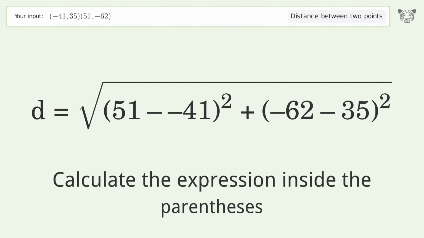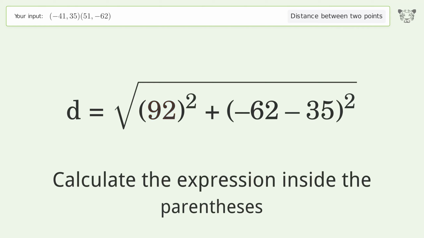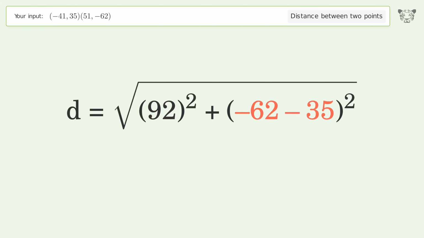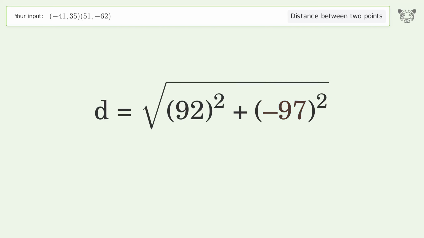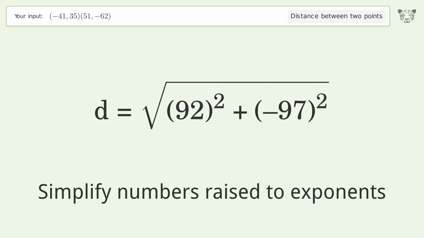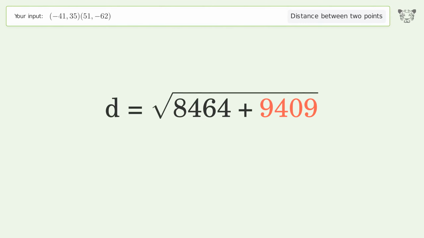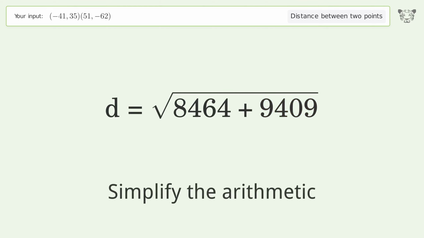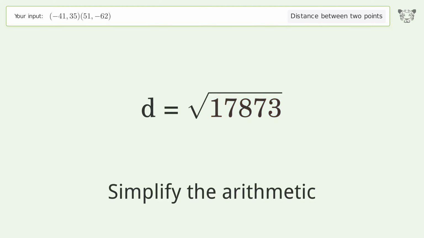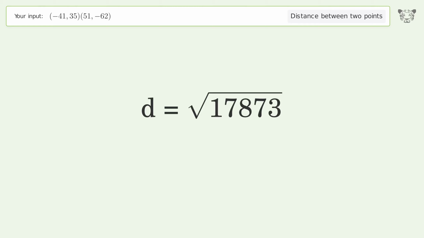Calculate the expression inside the parentheses. Simplify numbers raised to exponents. Simplify the arithmetic. And so the distance between the 2 points is the square root of 17,873, or 133.69.